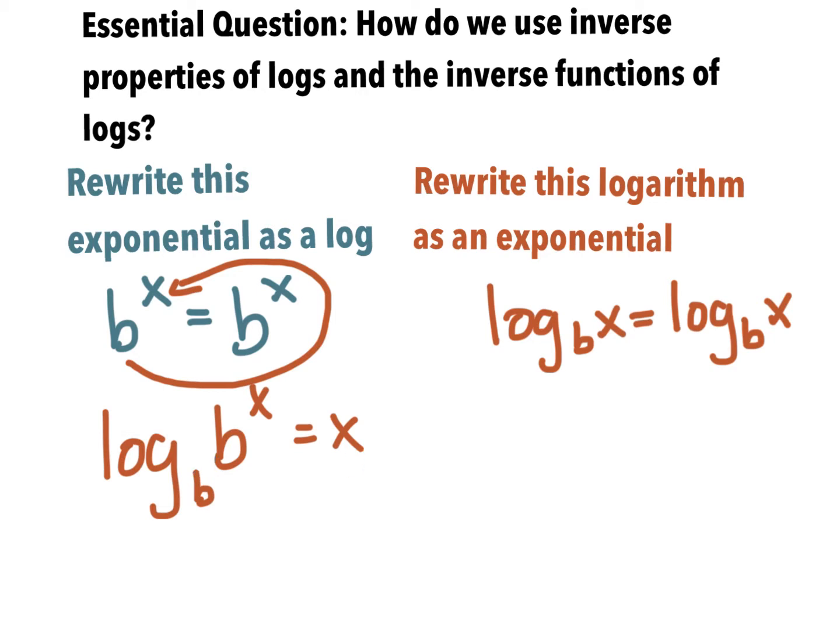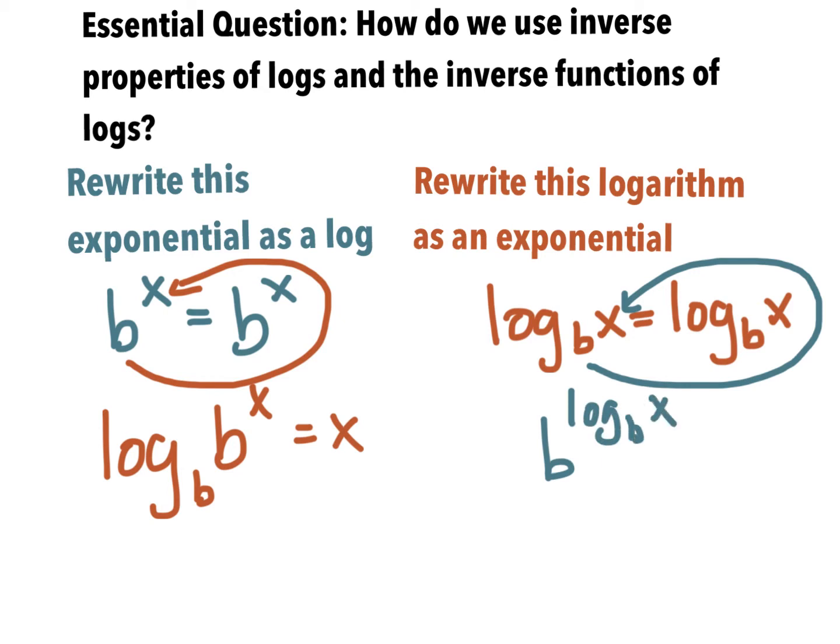Or rewrite this as an exponential. This would be b to the log base b of x equals x. So again, if these bases are the same, it's just this x.